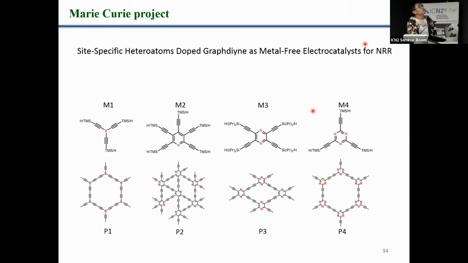And next, I will give an introduction about my Mercury project. My Mercury project is on site-specific heteroatom doped graphene for nitrogen reduction. Here we will design some heteroatom doped graphene monomers, and we synthesize graphene with different monomers. We can get different heteroatom doped graphenes.